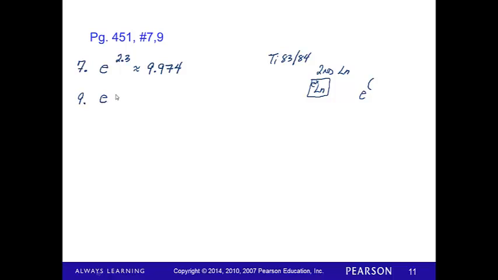And then let's look at number 9. It has e raised to the negative 0.95. Well, let's see what that is. One second. And it should be approximately 0.387. Let me verify these again. Yes. All right, let's keep going.